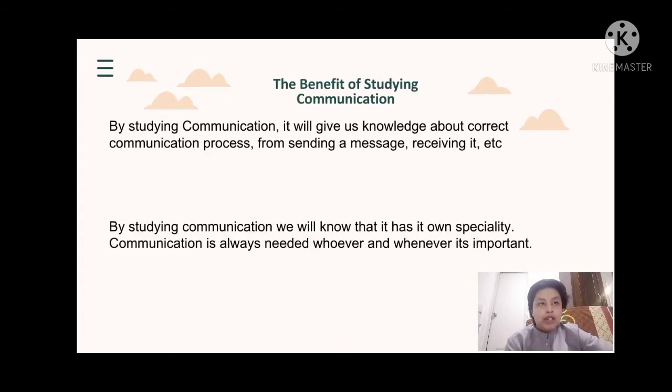And lastly, the benefit of studying communication. By studying communication, it will give us knowledge about correct communication process, from sending a message, receiving it, etc. And by studying communication, we will know that it has its own specialty. Communication is always needed wherever and whenever it's important. That's all from me. The next material will be presented by my colleague.